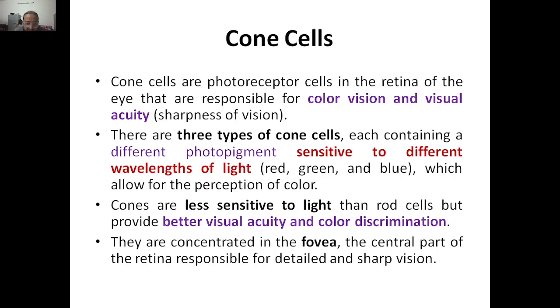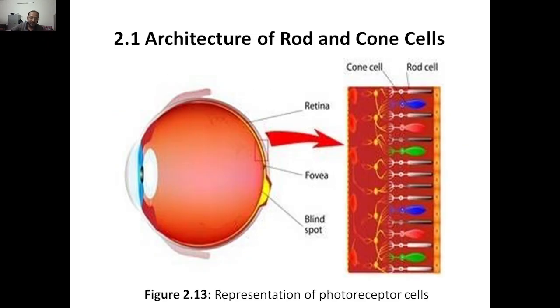So they are concentrated in the fovea. The fovea is nothing but the central part of the retina which is responsible for detailed and sharp vision. So this is the fovea. Here the sharp vision will be there compared to here, here, here or here. So that's why we are getting the different colors: blue, red, green, blue, red, green.